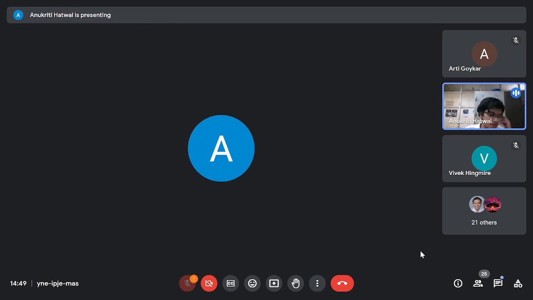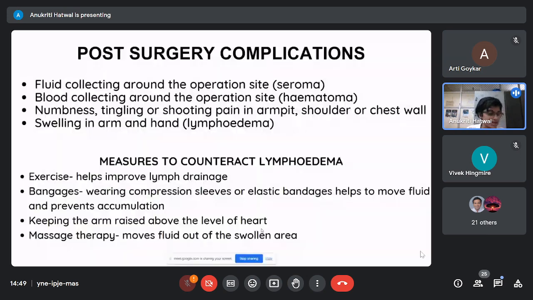Seroma is the most frequent complication of breast cancer surgery. Sometimes fluid collects near the wound and around the armpit. This accumulation can cause pain, swelling, and increased risk of infection around the area. If painful, the fluid is drained with a needle and surgery. Otherwise, it normally goes away on its own within a few weeks.